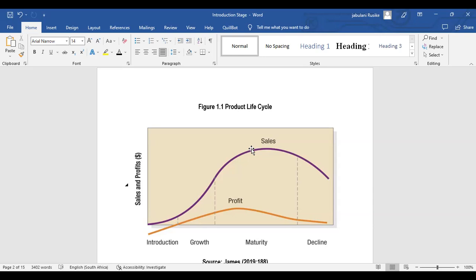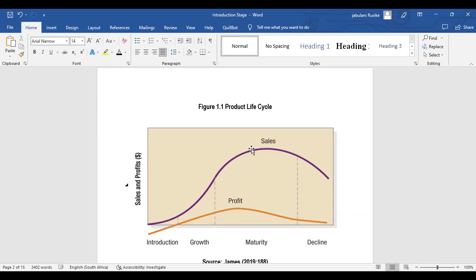But it is at this stage that there's a lot of competition. This is when most competitors would come in. Some would even imitate your product, or some would improve on your product so that they get customers away from what?